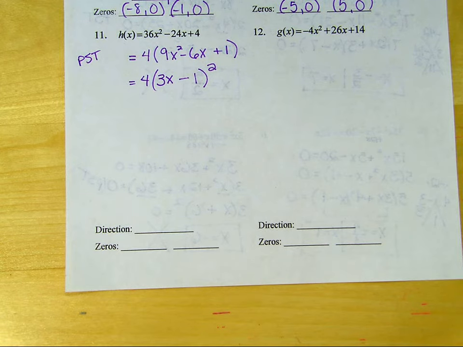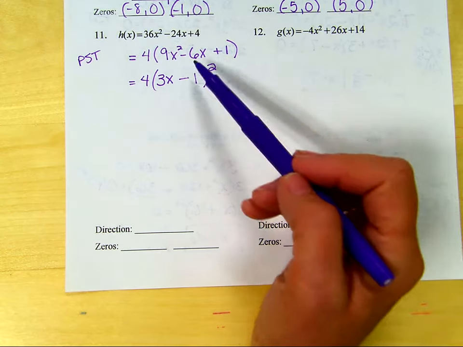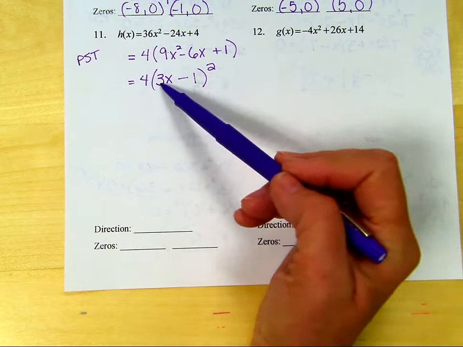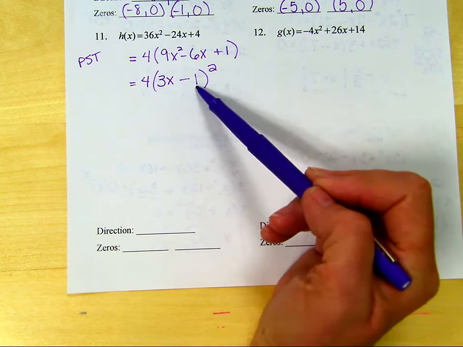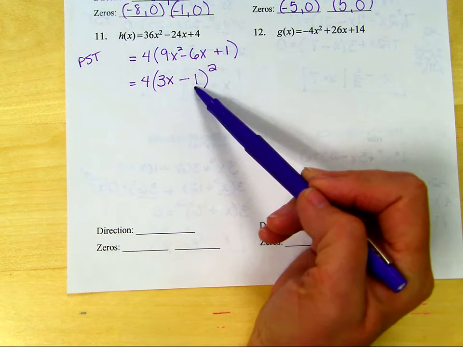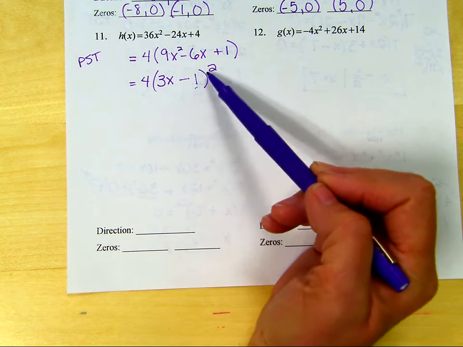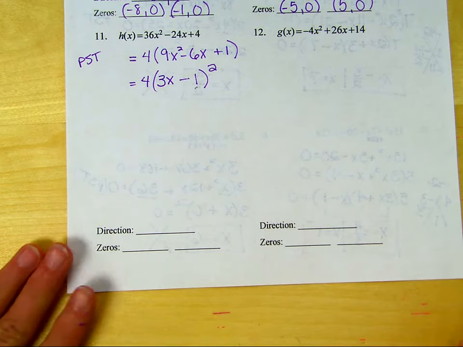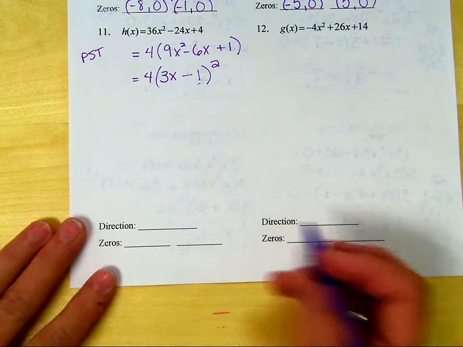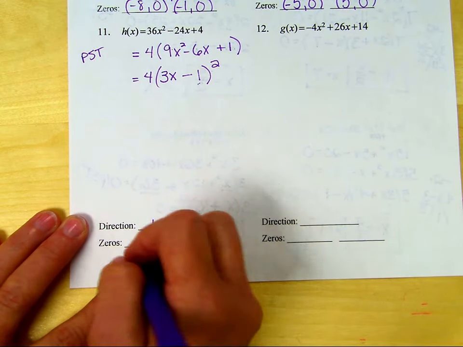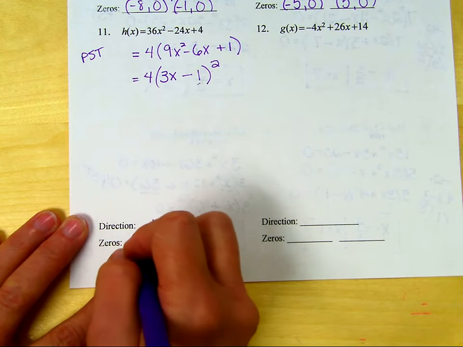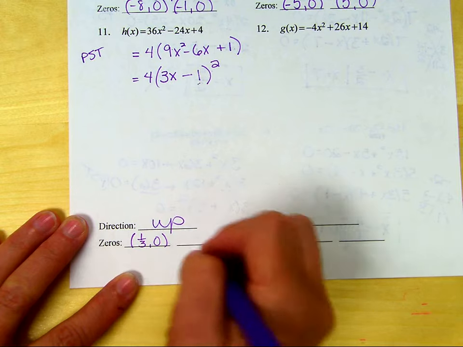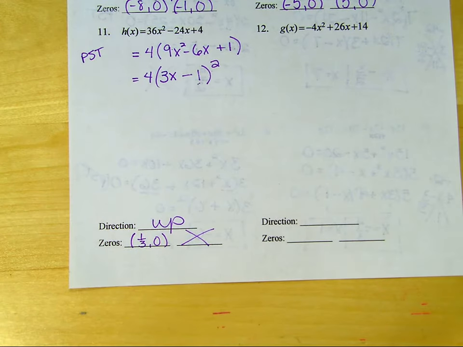All right, so if I check it, I'm going to check it both ways. 3 times negative 1 is negative 3. That is indeed half of negative 6. Negative 1 squared is indeed positive 1. We are in good shape. What direction, up or down? Up. We only have 1 zero. It's positive 1/3, 0. And I'm going to put an X so you don't think I just forgot that. It's good?